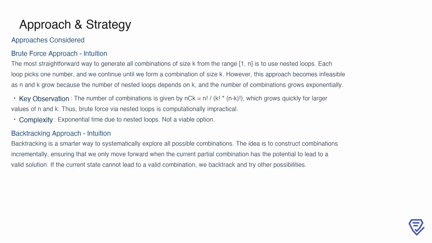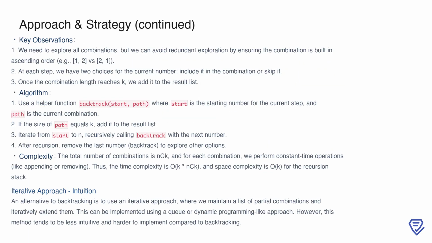On the other hand, the backtracking approach offers a more systematic way to explore all possible combinations. By building combinations incrementally and only proceeding when the current partial solution has the potential to lead to a valid result, we can avoid unnecessary computations. If a combination cannot lead to a solution, we simply backtrack and try other possibilities, significantly improving efficiency over brute force methods. Now, with backtracking, there are a few key principles to keep in mind. First, we ensure that combinations are built in ascending order to avoid redundant exploration, such as generating [1, 2] and [2, 1]. This reduces unnecessary work.